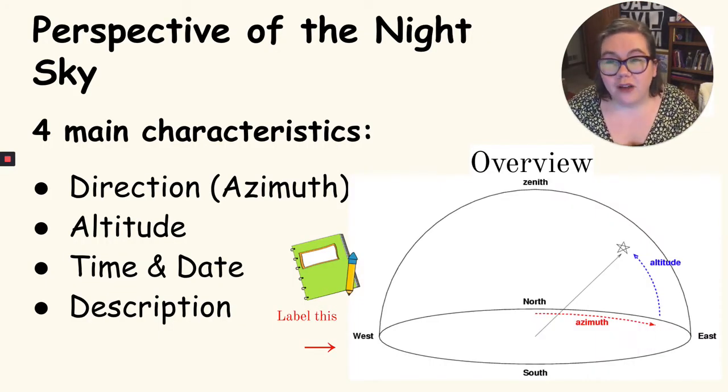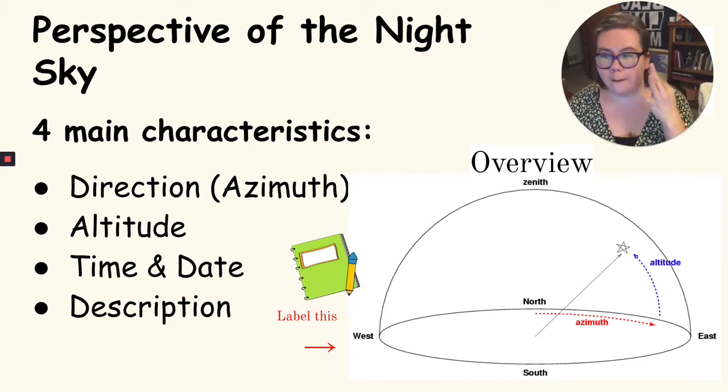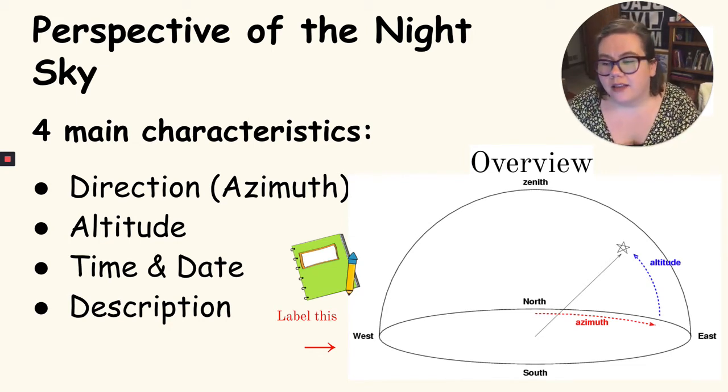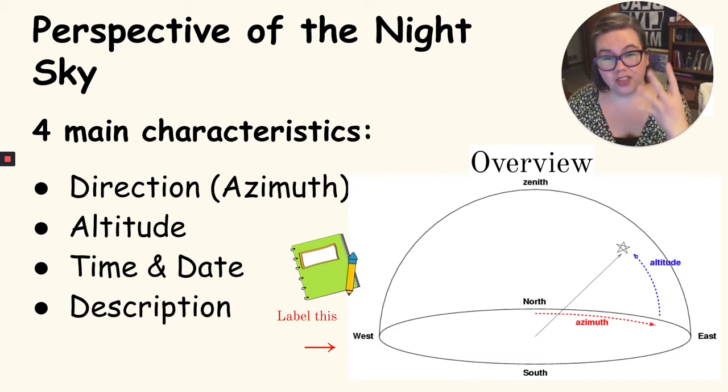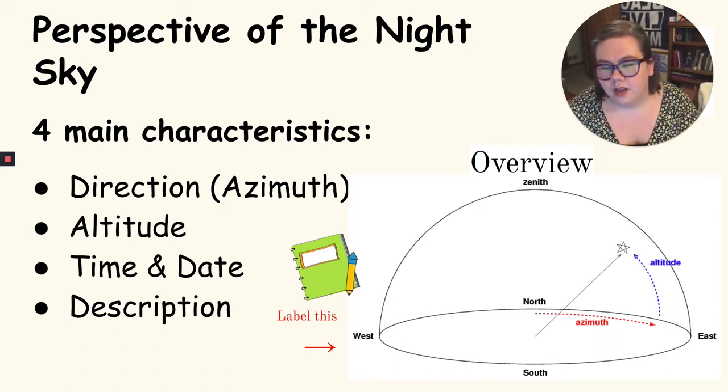So our perspective of the night sky has 4 main characteristics. They have direction, which is the azimuth. That's a vocab word we'll write down in a bit. The altitude, the time and date, and a description. Those are the 4 things we need to identify things in the night sky. Remember on your assignment that you are labeling that picture that is on the screen right now. In the little yellow boxes, you can just type the words that you see to correctly label your picture.